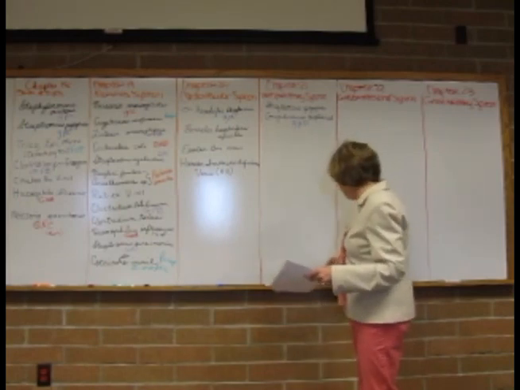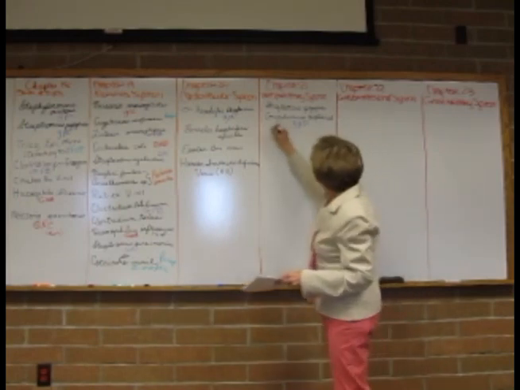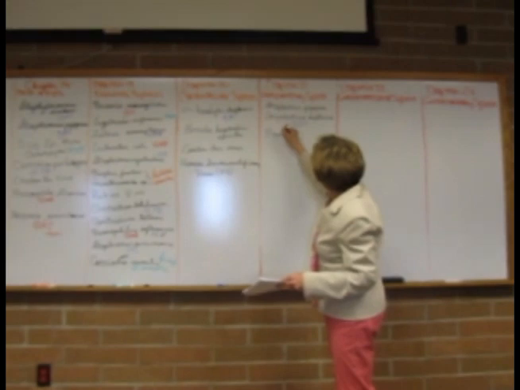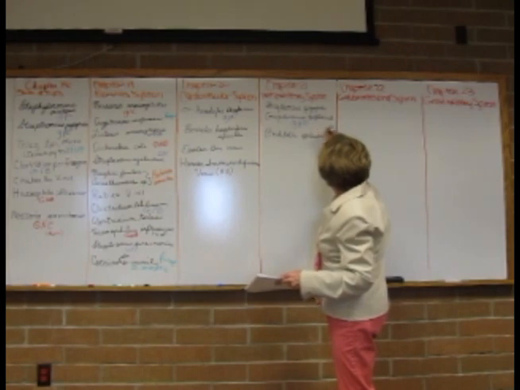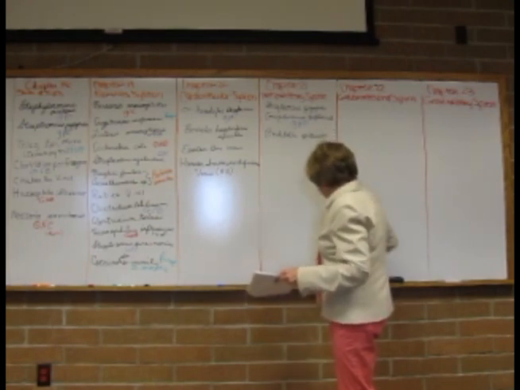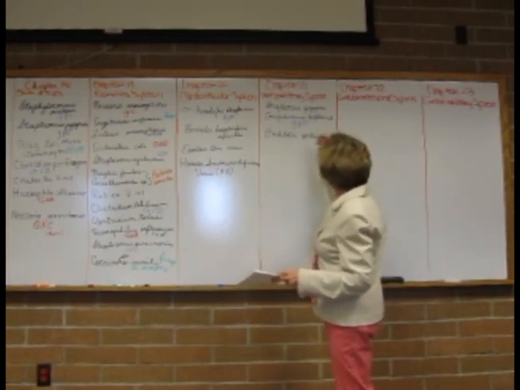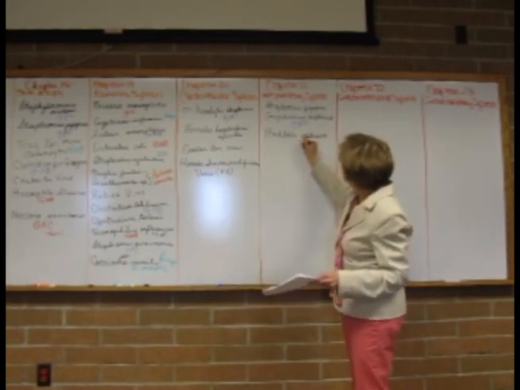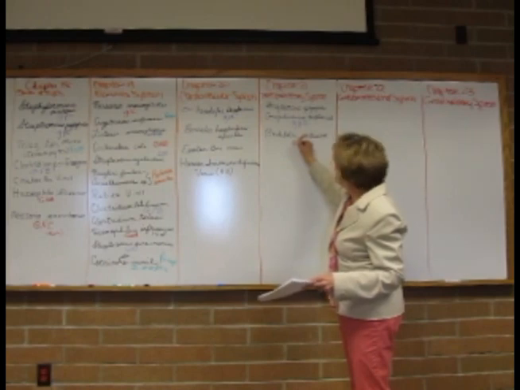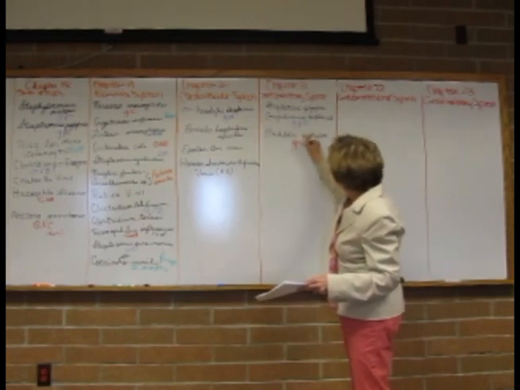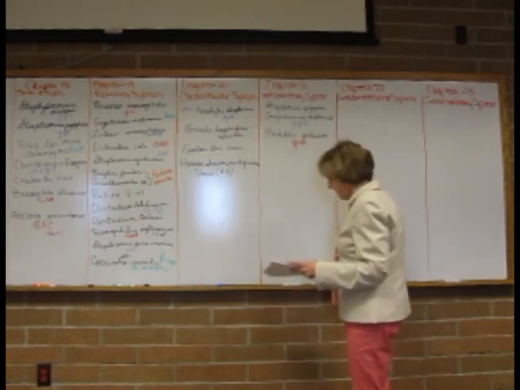Okay, and then we have Bordetella pertussis. What does Bordetella cause? Whooping cough. Whooping cough, that's right. And what kind of organism is that? It's a gram-negative bacilli.